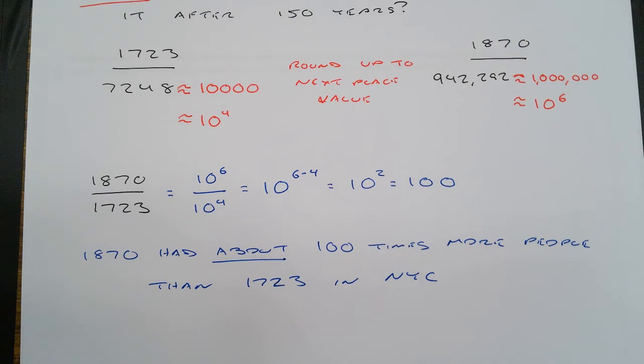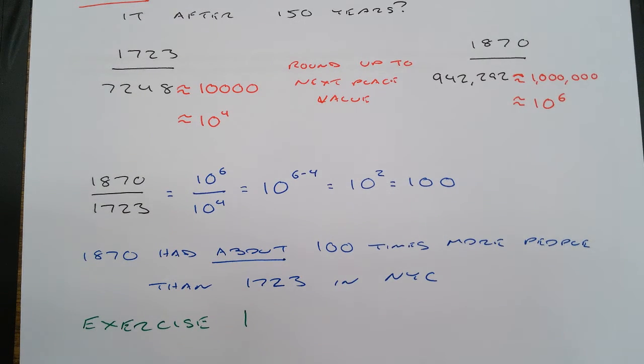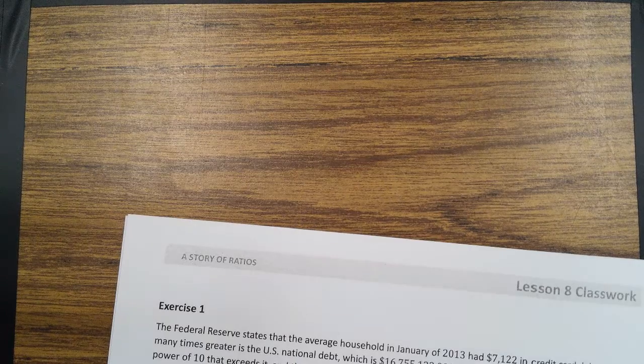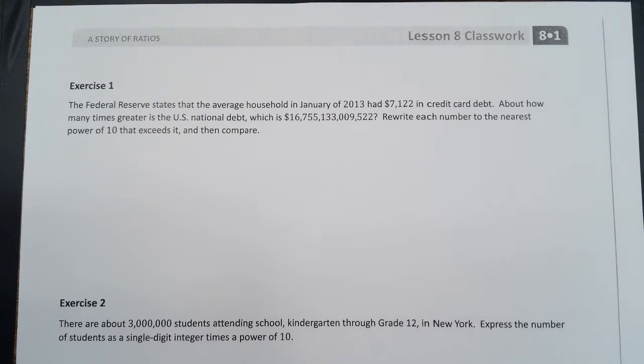Let's give you some time to practice this. What I'd like you to do, go to your page, go to page 77, and let's look at exercise 1 on page 77 and practice this skill a little bit more. I'll go to my exercise 1. This is all about the Federal Reserve and debt.